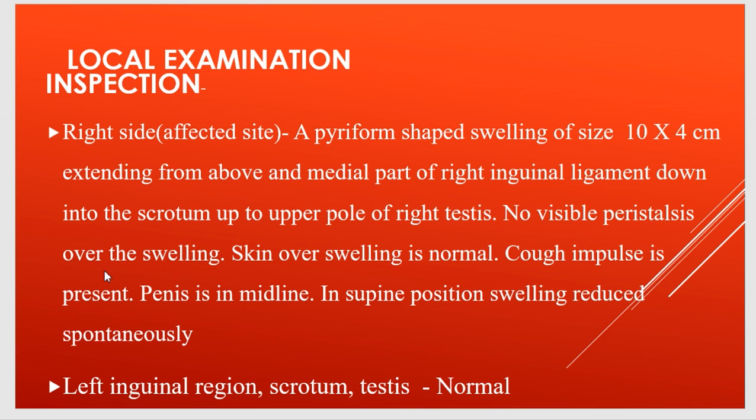Now, the very important in this case, the local examination. On inspection, the right side, that is the affected side, a piriform shaped swelling of size approximately 10 into 4 centimeter, extending from above and medial part of right inguinal ligament down into the scrotum up to the upper pole of right testes.